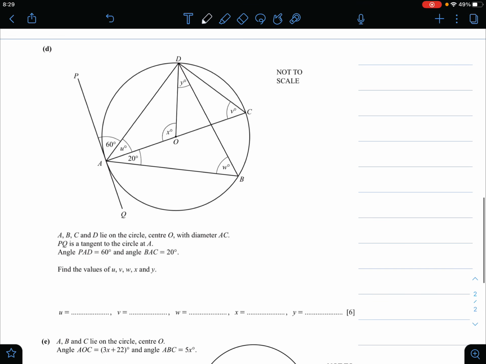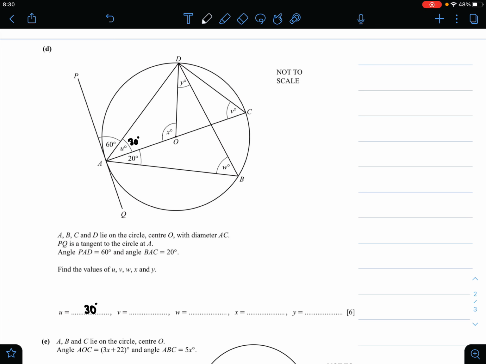In part D, they are asking us to find the values of u, v, w, x and y. The easiest to find is u, because we know that the angle between the tangent and the radius is always 90 degrees. Now OA is the radius and PQ is a tangent to the point A. So the angle PAO will make 90 degrees. They've already given us part of that angle, that is 60 degrees. Therefore u has to be 90 minus 60 degrees, which is equal to 30 degrees. So you can just write 30 over here, so it makes it easier for further calculation.